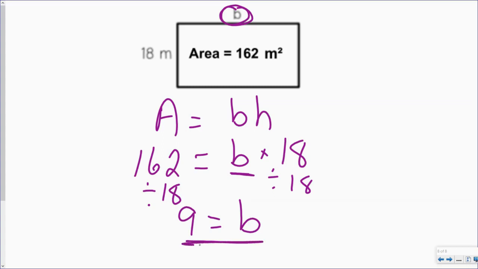So this means 9 is the measurement for my base side of my rectangle. And again, it's measured in meters. So my answer would just be 9 meters because I'm just looking for the length of this side. I'm not looking for the actual area.